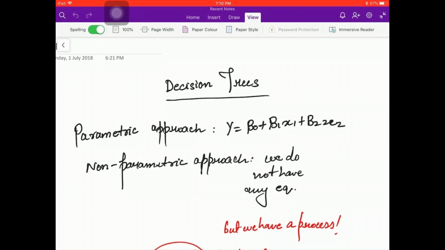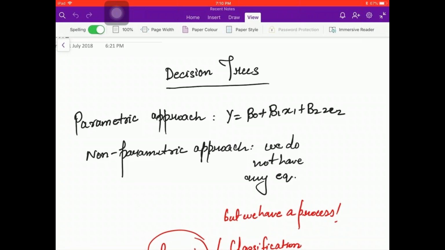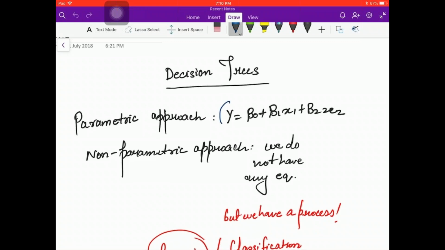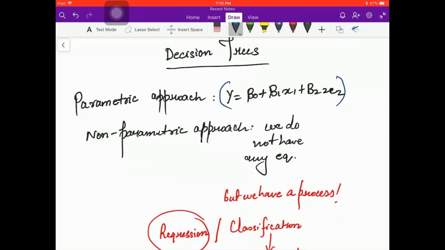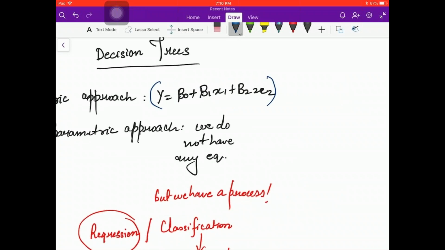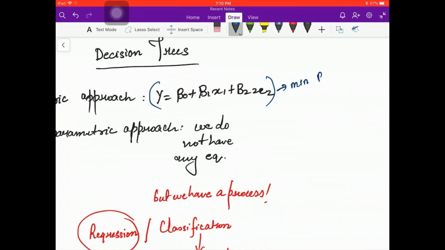Awesome. Okay. So essentially, what we did is that we understood that linear regression is a kind of parametric approach. What is a parametric approach? We have a definite form of an equation which we want to solve. And in this, we were minimizing our RMSE and obtaining the betas.